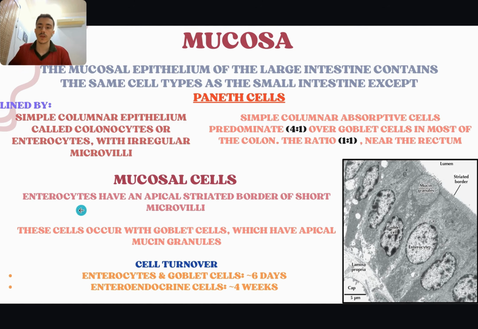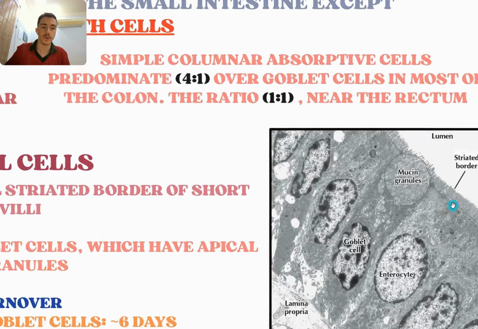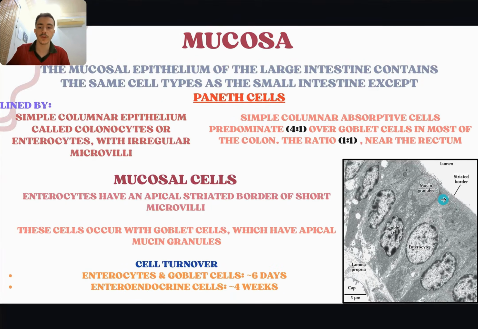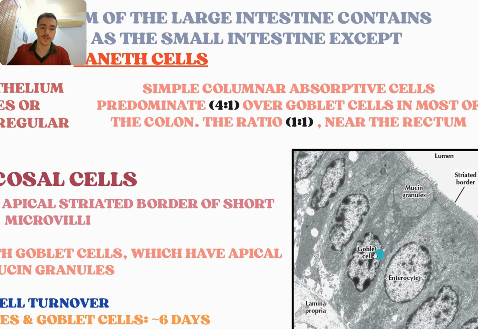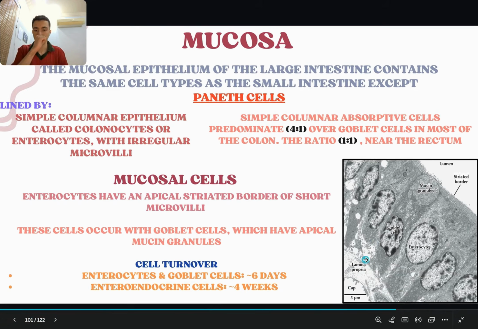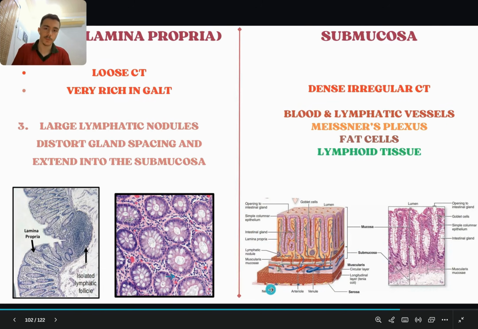Mucosal cells, enterocytes, have an apical striated border of short microvilli. This is the border, as you can see here, the striated border. These cells occur with the goblet cells, which have apical mucin granules. The granules are here, as you can see, above the goblet cells. The cell turnover for the enterocytes and goblet cells is about 6 days to renew. For the enteroendocrine cells, 4 weeks.